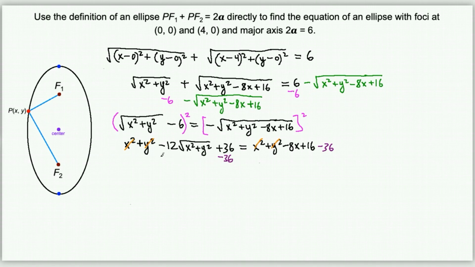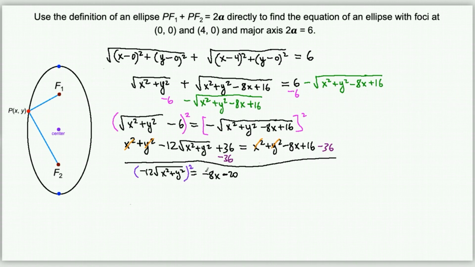So if we keep it here, what we're going to have as a result is, let's just write it down. Negative 12 square root x squared plus y squared is equal to minus 8x minus 20. All right, so this is what we have, because these two are like terms. So now we can square both sides, and we will effectively get rid of the square root, right?